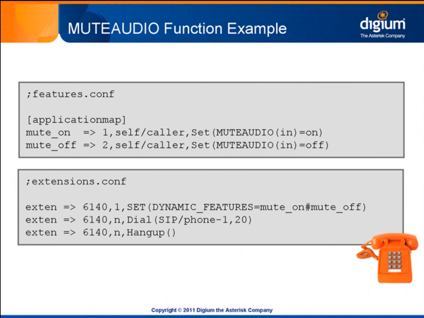The combined result of all this configuration is that when an internal user is on an active call, pressing the 1 button invokes the mute on feature and they will be muted. Pressing the 2 button unmutes the user via the mute off feature.